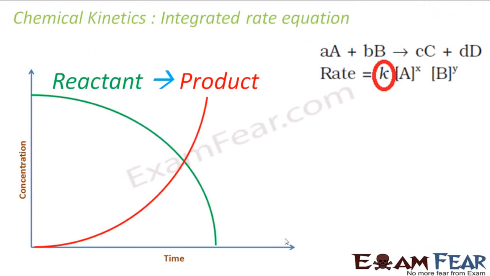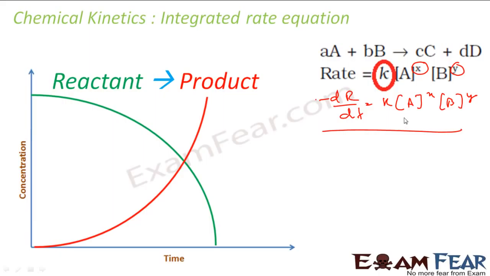Now we'll talk about a new topic called integrated rate equation. We have seen that for an equation A plus B gives C plus D, my rate is nothing but k[A]^x[B]^y. These are experimental values. And rate is nothing but minus d[R]/dt. It is nothing but k[A]^x[B]^y.